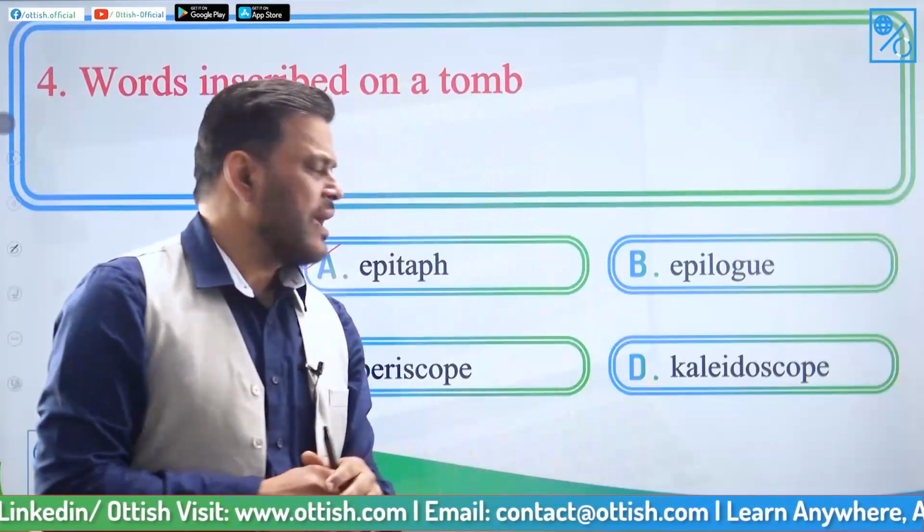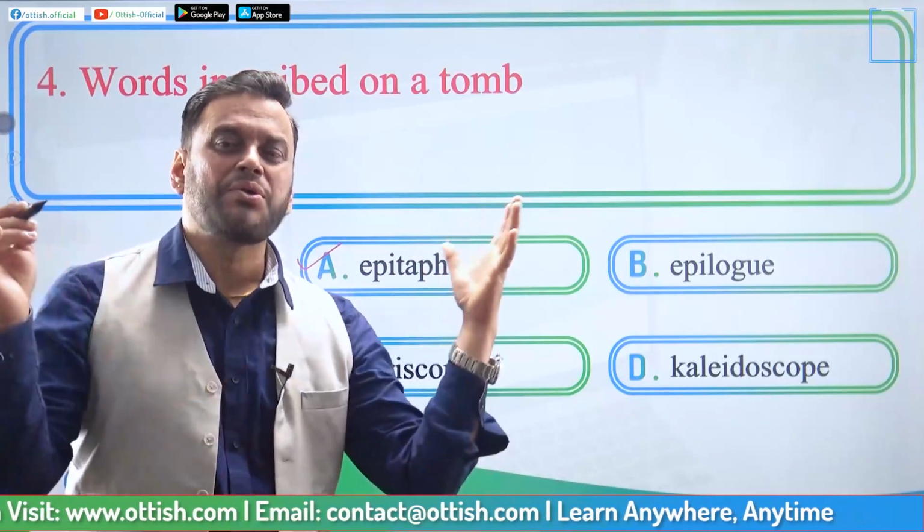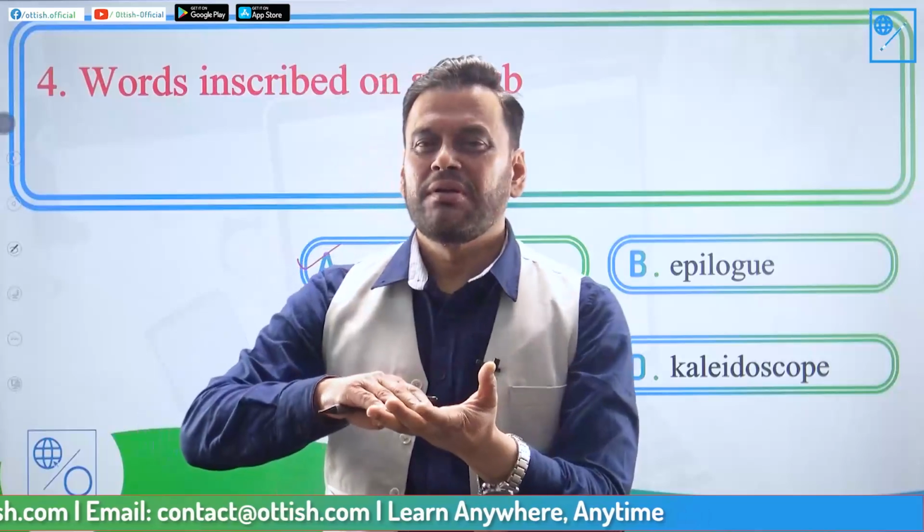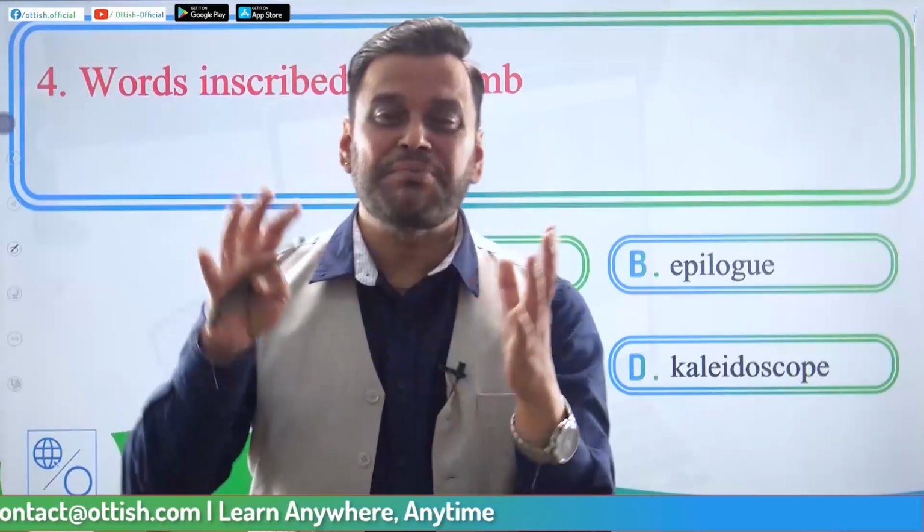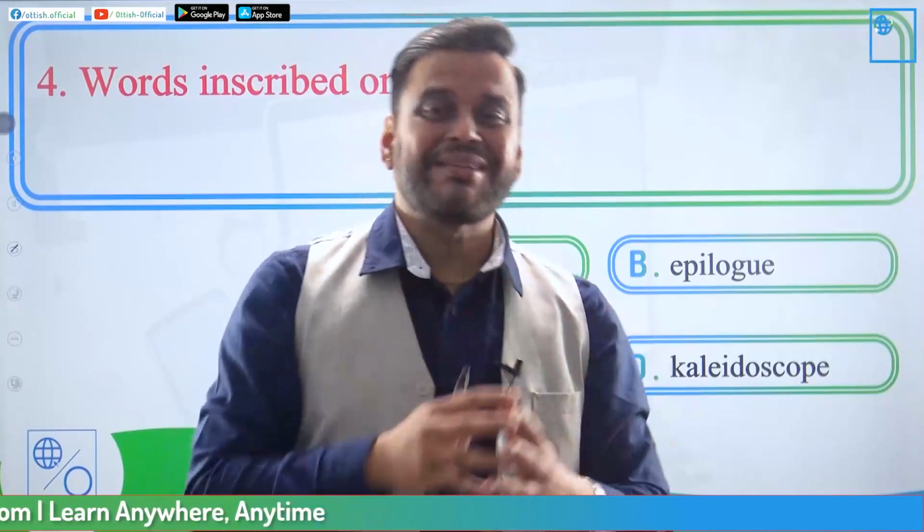So that is called what? Epilogue. It is about the book, given at the end of the book. It is about a story or something like that, given at the end of the book.